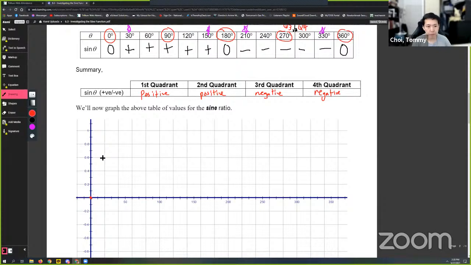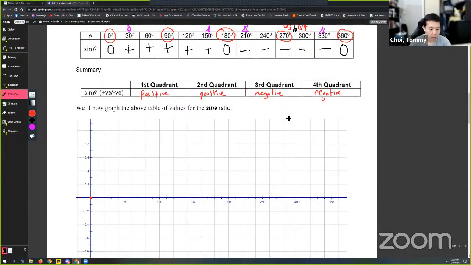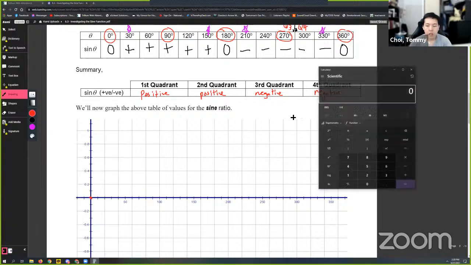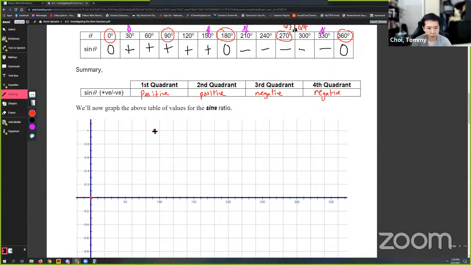We get 0, 0. At 90 degrees, we hit a value of 1. So when we put it in our calculator here, where did my calculator go? Sine 90 is equal to 1. So when x is 90 degrees, y is 1. So we're going to draw that right up here.